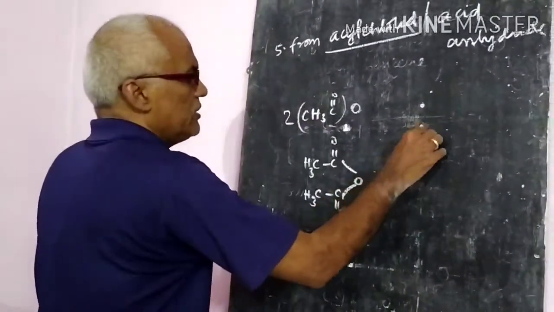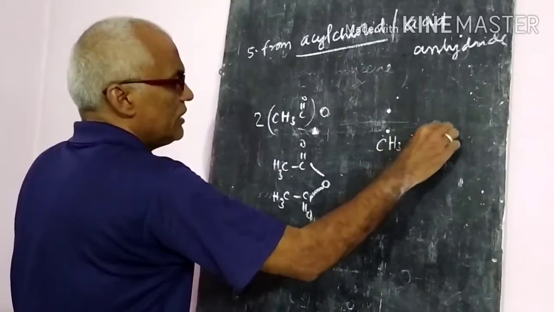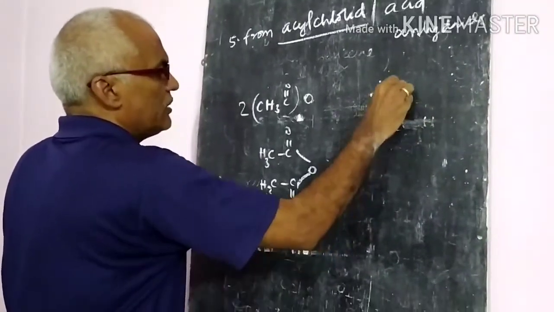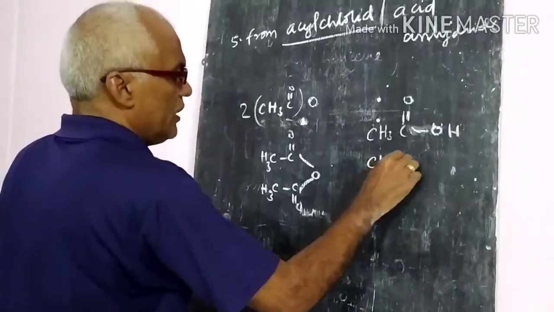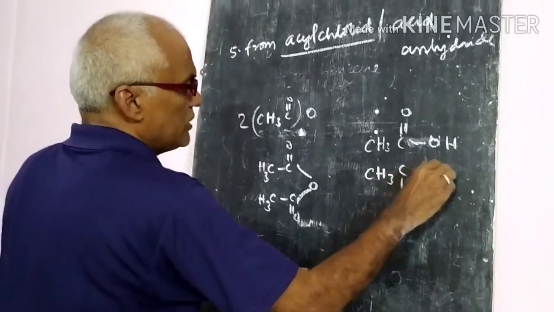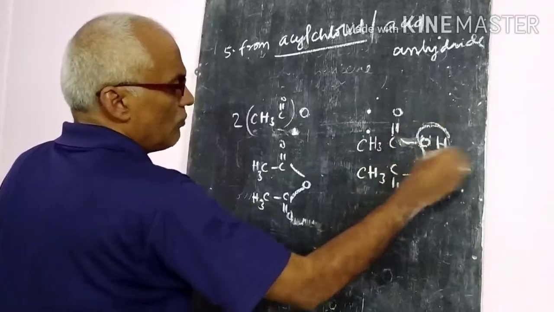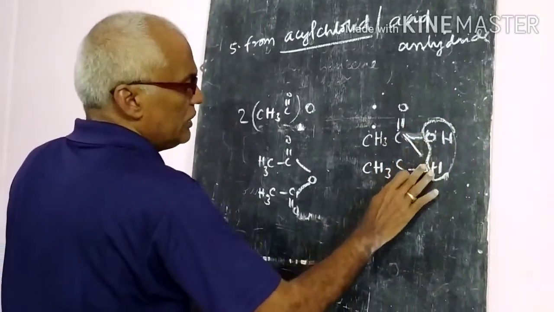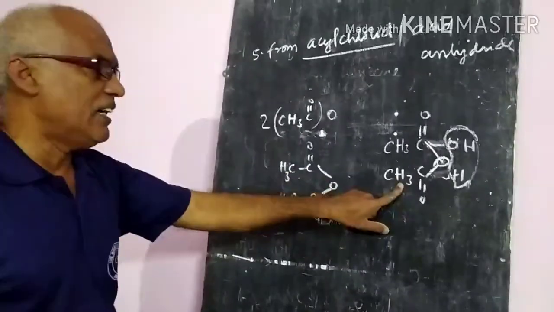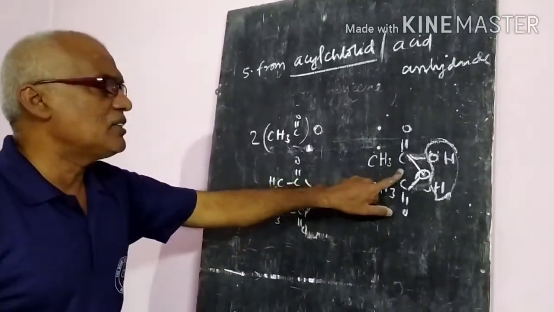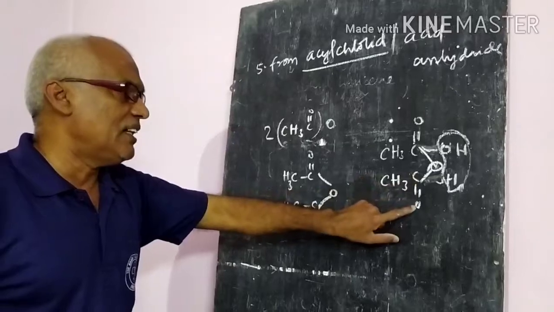Suppose you take CH3COOH, that is an acid, or you can write it like CH3 C double bond O, OH, and one more molecule of CH3 C double bond O, OH. Here a water molecule will be removed and these two molecules are attached by oxygen. This is called the acid anhydride. That means dehydration of acid will give the acid anhydride.